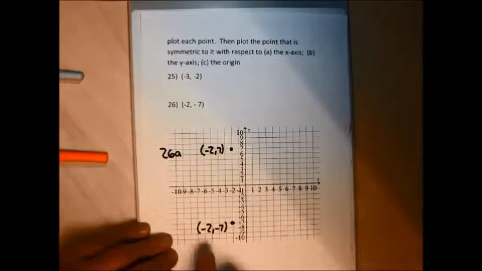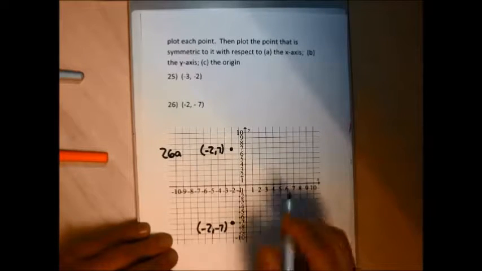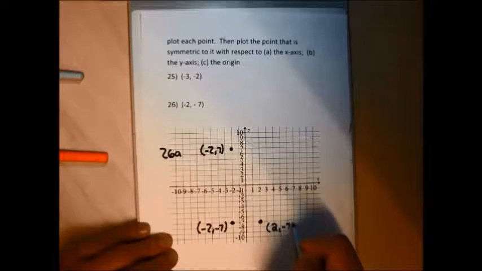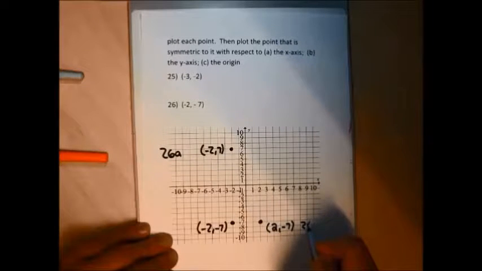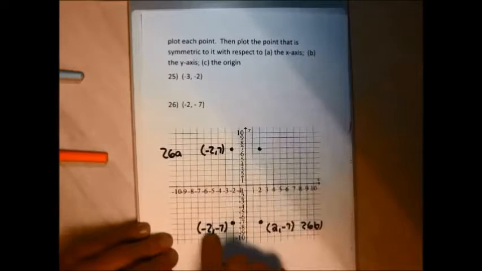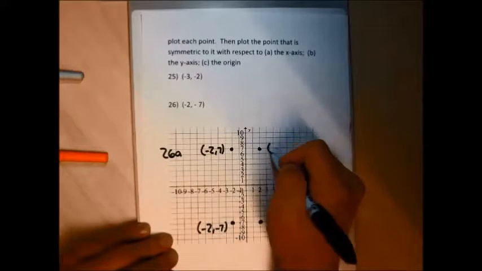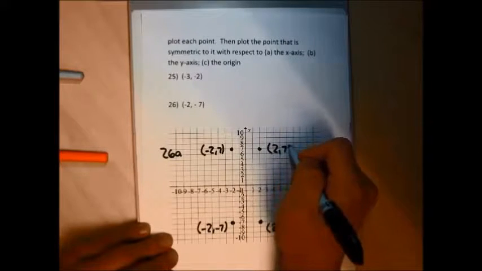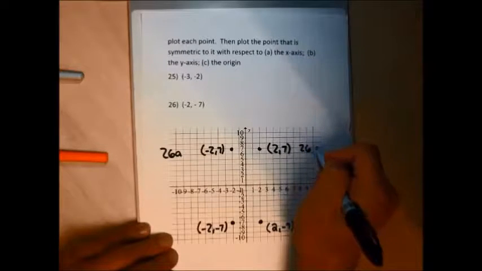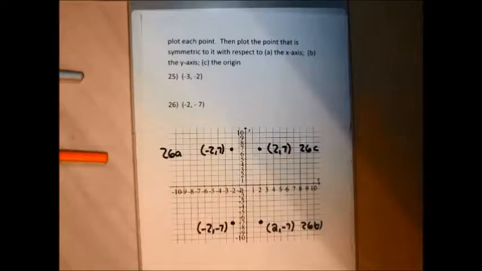For part B, I change the sign of the x and get the point 2, -7. That's the point of symmetry across the y-axis. That's the answer for 26b. And then for this point up here, I change the sign of the x and the sign of the y. They both go to positive. They go to the point 2, 7. And that's going to be the answer for 26c. That's the point of symmetry across the origin.